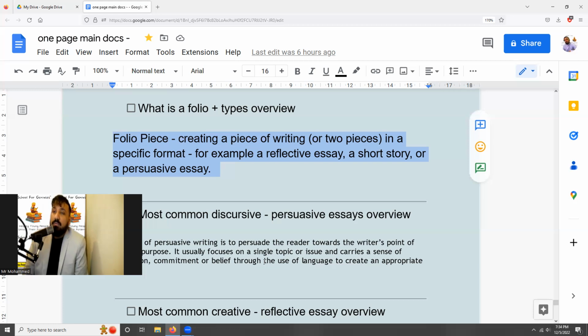This year, you only need to produce one. And as far as I know, next year, it's also the same.